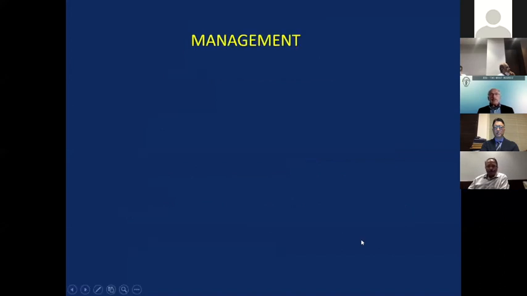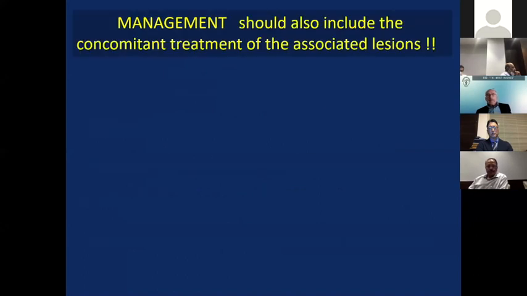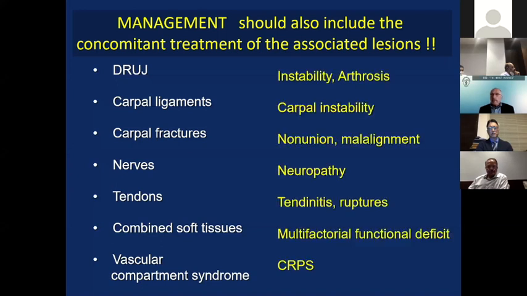So the management, the different fixation modalities we have for these fractures are volar plating through the volar approach, fragment-specific fixation through different approaches with smaller implants, bridge plating, and external fixation. Remember that you always have to treat the associated lesions at the same time, and this implies the DRUJ, carpal ligaments, carpal fractures, nerves, tendons, and combined soft tissue injuries. Otherwise, if you don't do that, you might end up with a complication, as you can see on the right side of the slide.